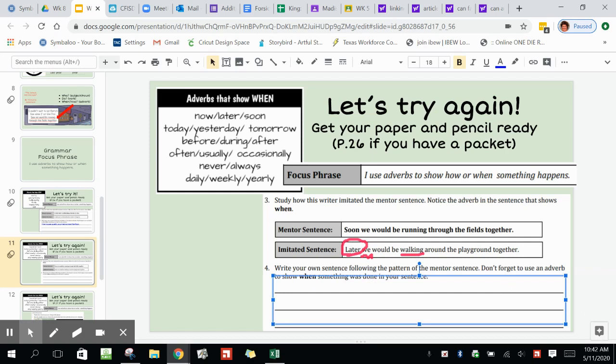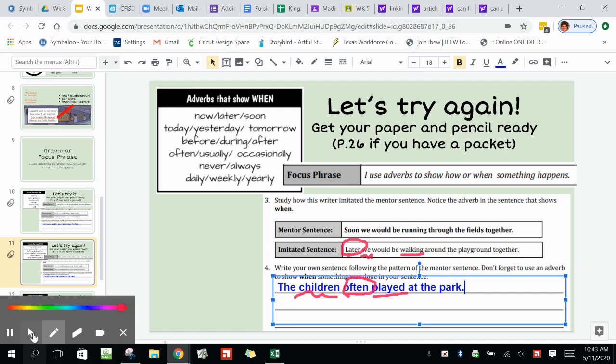Now you're going to write your own sentence in the same pattern. Okay, and I'm going to write one too. Let's see. Okay, so here's mine. The children often played at the park. So here is my verb, played. Who was it? This is the noun, children. And when did they play at the park? Often. That is my adverb. Okay.